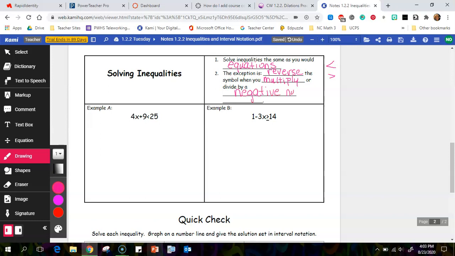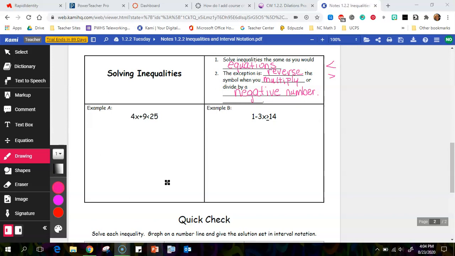And we'll see if we get one like that. So again, you can type in right here, or you can try to use the draw tool. Totally up to you. So what we want to do is solve these inequalities, and then show them as an inequality on a number line and in interval notation.